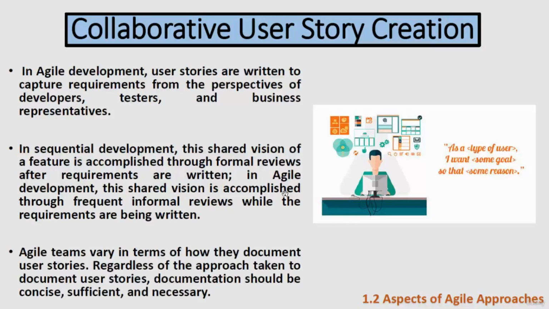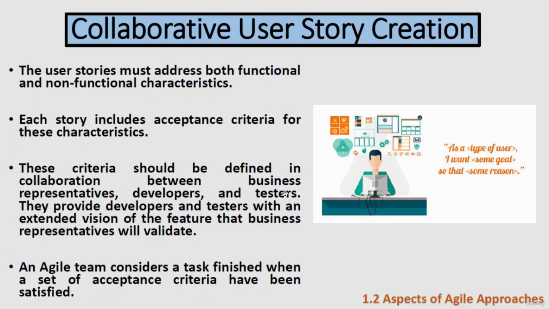In Agile, we write user stories from the perspective of developers, testers, and business representatives. In sequential models, this is hard to do. We do this through formal reviews after writing requirements and testing them, like static testing. But in Agile, we said this way is better because from the beginning, while we are creating requirements, we involve developers, testers, and business representatives giving input on requirements writing.